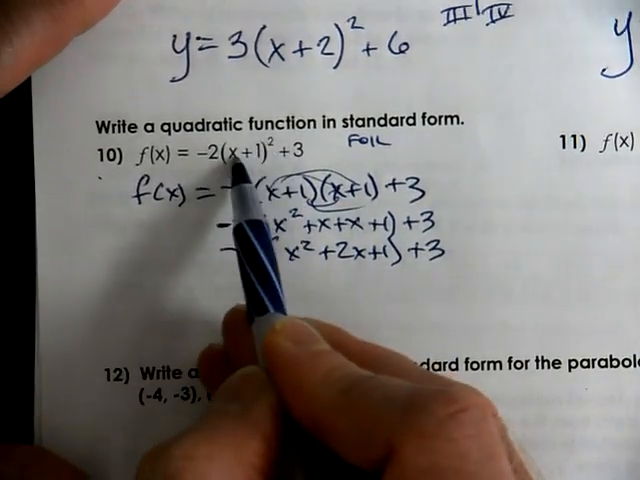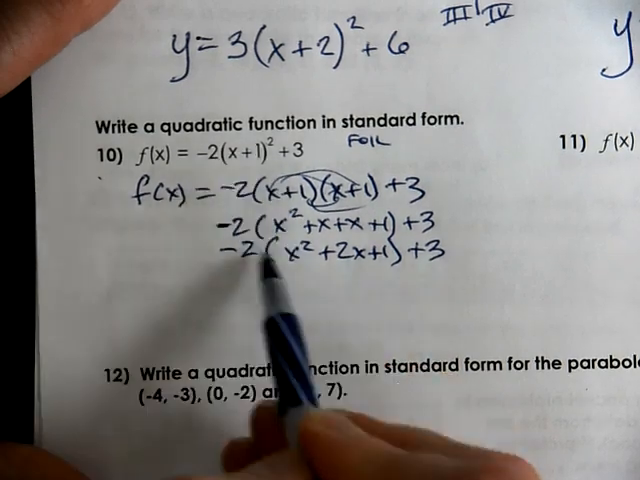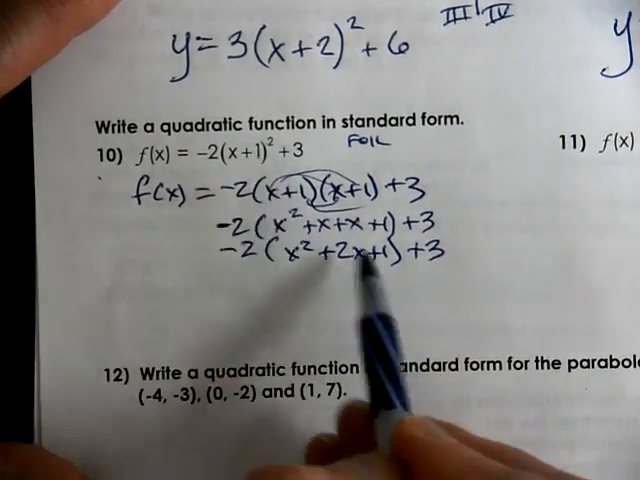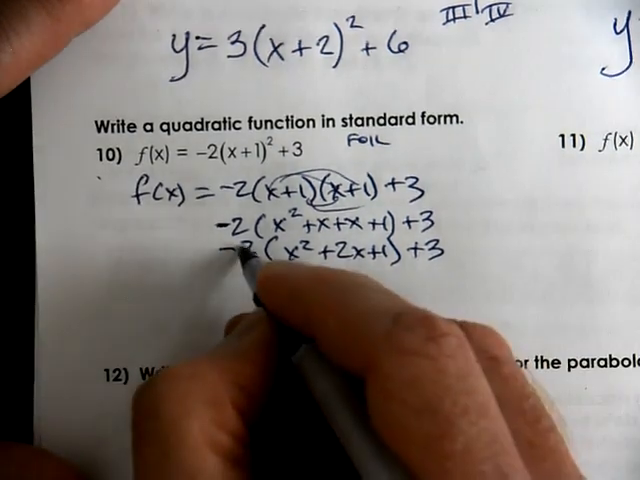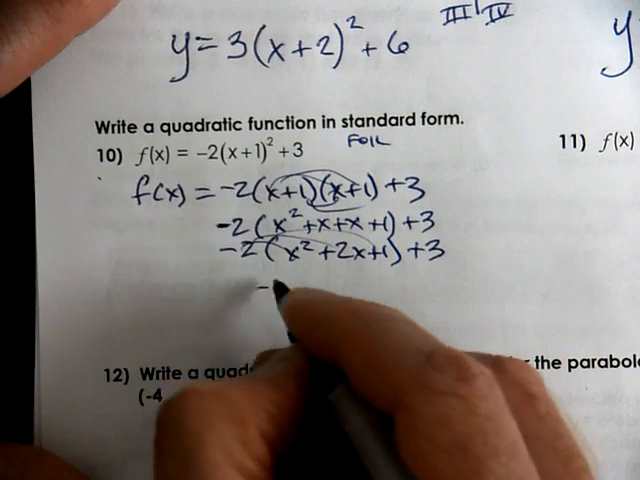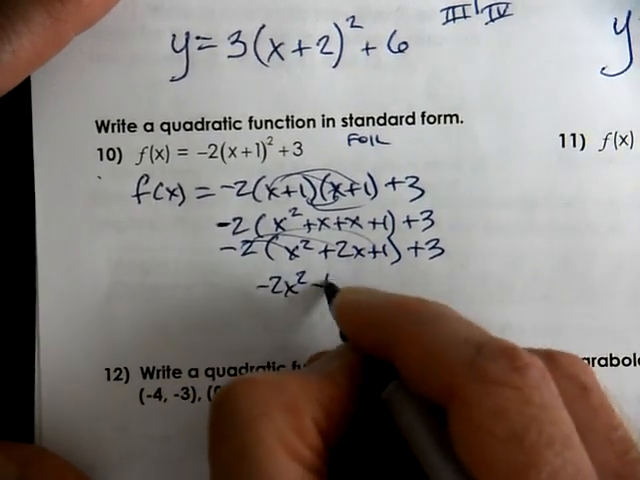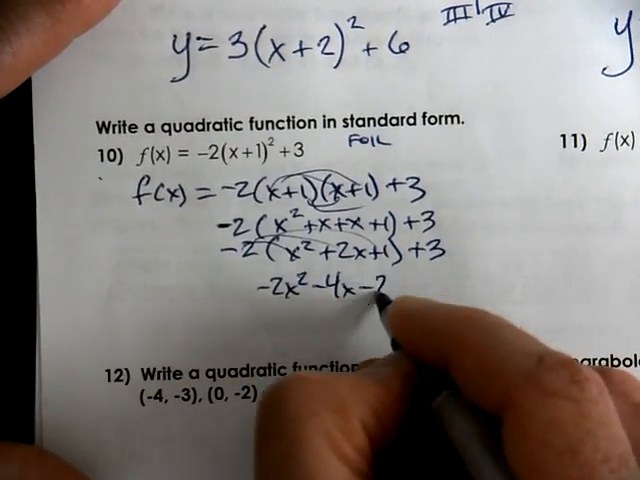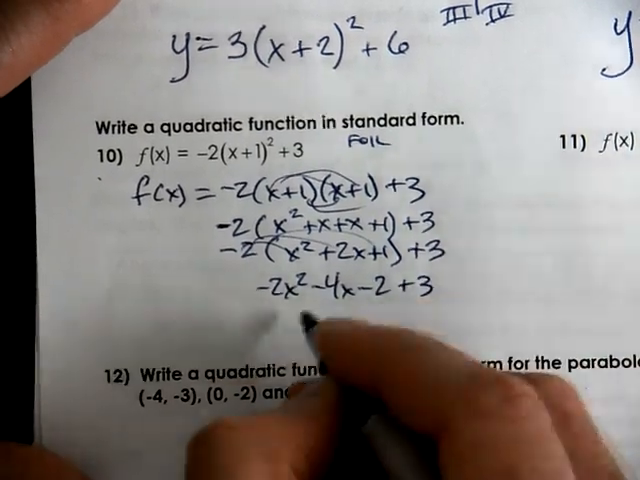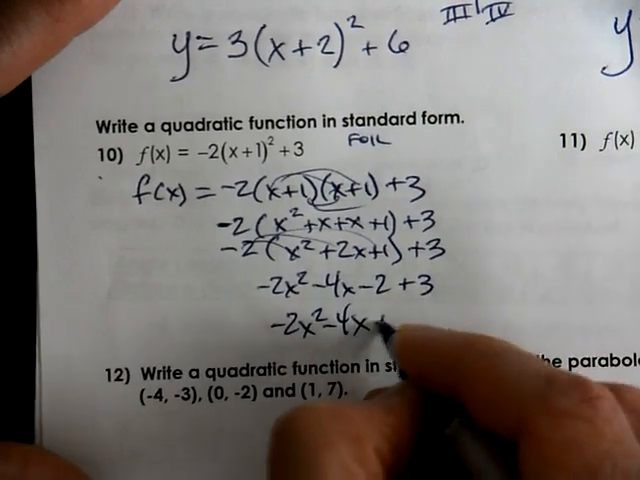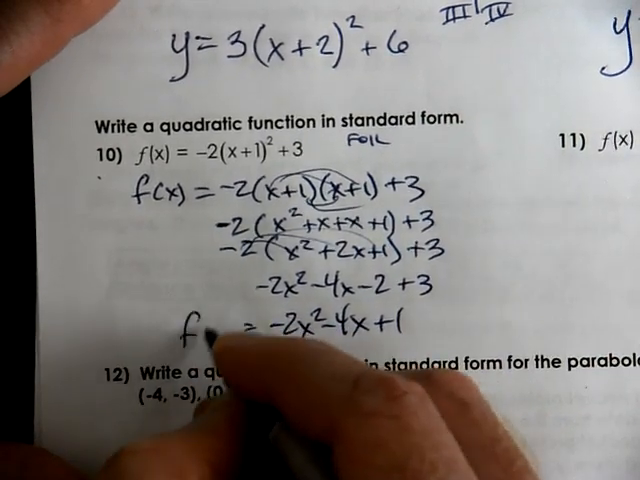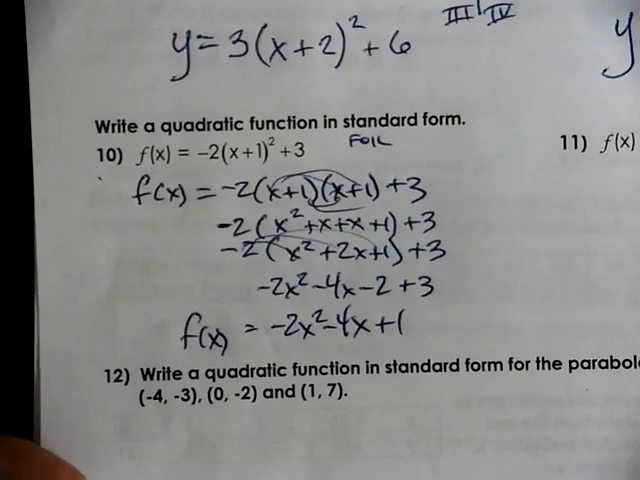Notice you cannot distribute that 2 through the square. You cannot call it x squared plus 1 times 1 because you'll never get the 2x in the middle. So distribute: negative 2x squared minus 4x minus 2. And of course you add the other 3 with that. So there we have it. F of x equals negative 2x squared minus 4x plus 1.